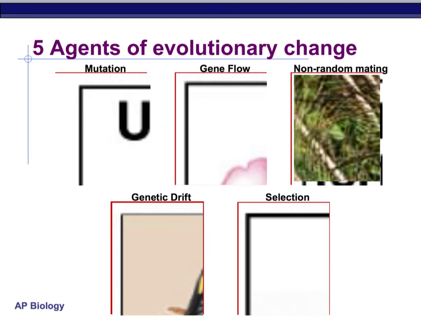Okay, so again, 5 agents of evolutionary change: mutation, gene flow, non-random mating, genetic drift, and selection.